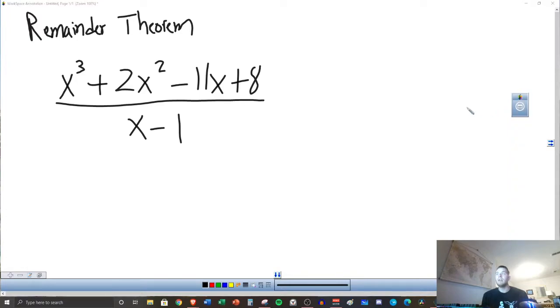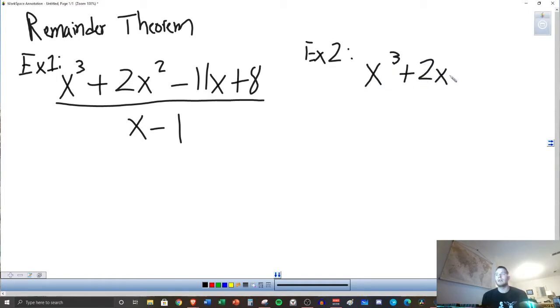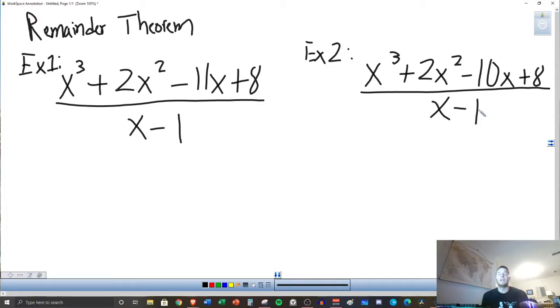Okay, and we're going to have another question. So this is going to be our example 1. So when I refer to it now, we got example 2. Example 2, write this one. X cubed plus 2x squared minus 10x plus 8 over x minus 1. You'll notice that these are pretty much exactly the same. The only difference that we have in these is this negative 11x and then the negative 10x. That's it.